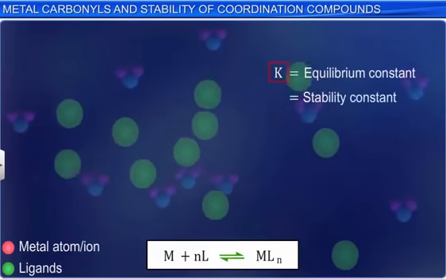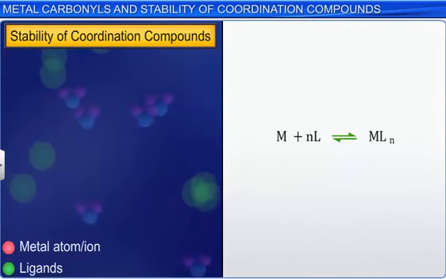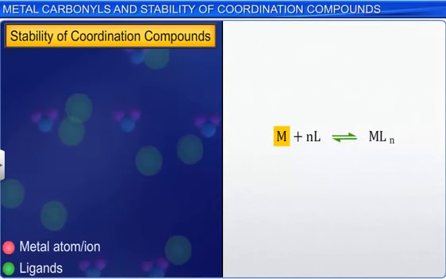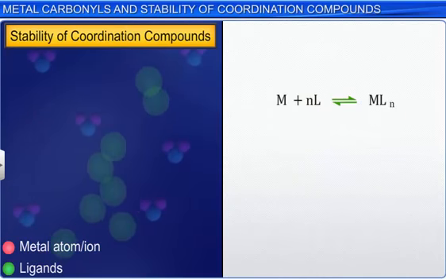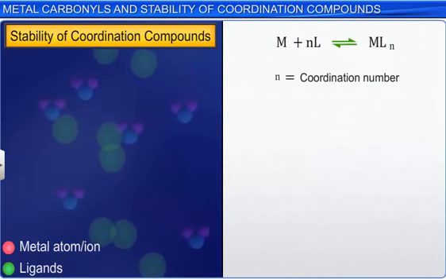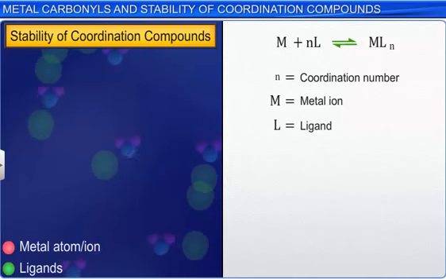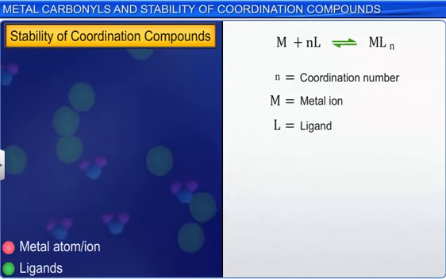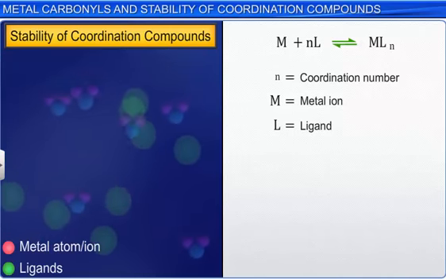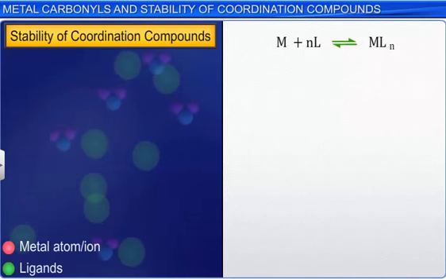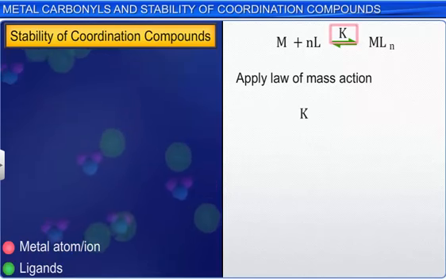The reaction between the metal ion and the ligand may be represented as M + nL in equilibrium with MLn, where n represents the coordination number of the metal ion M for the ligand L. Note that the charges are omitted for the sake of generality. Now, applying the law of mass action to this equilibrium, we get K is equal to the concentration of MLn divided by the concentration of M multiplied by L raised to the power n.